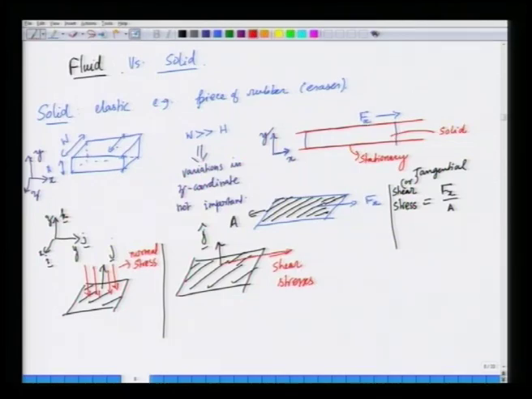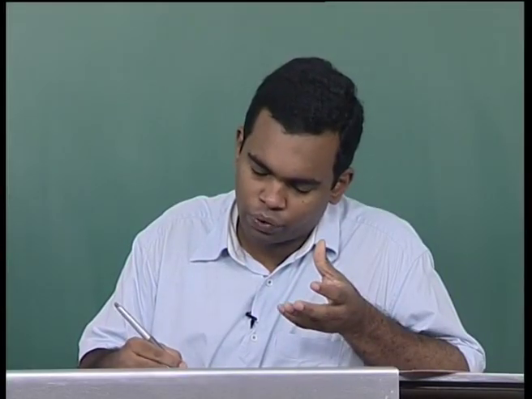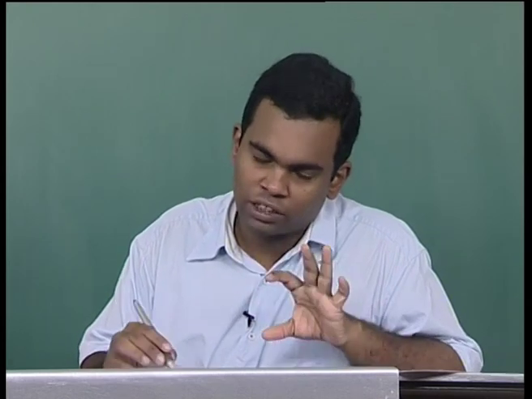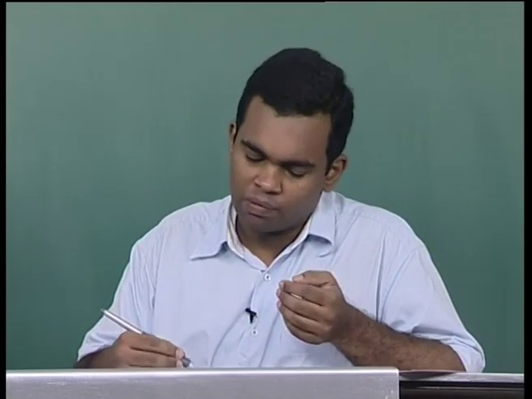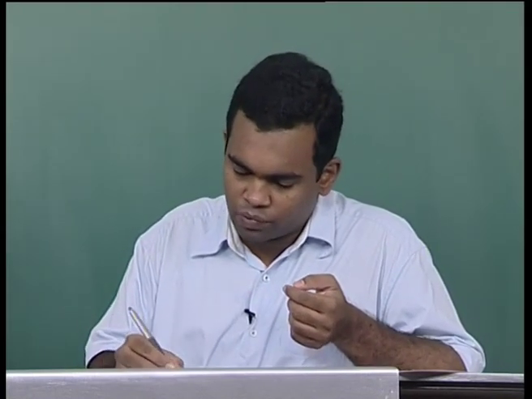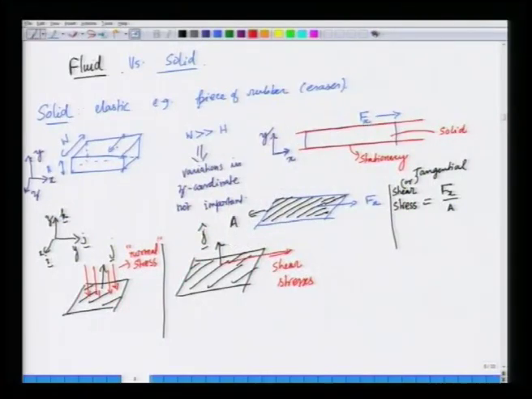Whether the direction of the force is in the plus j or minus j direction is immaterial, but essentially it is a force in the direction of the normal. So, it is a normal stress, whereas if the force is applied tangentially, it is called the shear stress. So, this is the experiment we are doing.